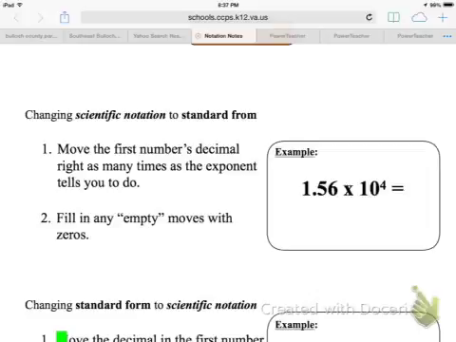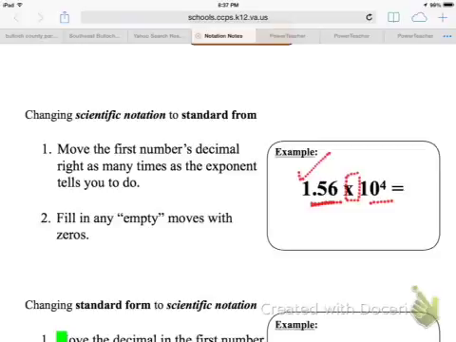So in our example, I have 1.56 times 10 to the fourth power. Let's check to make sure that it's written correctly in scientific notation. I look here, the 1.56 falls between 1 and 10, so I'm good on that front. I have a multiplication sign, and then I have a power of 10. So my number checks off that it's written correctly in scientific notation.